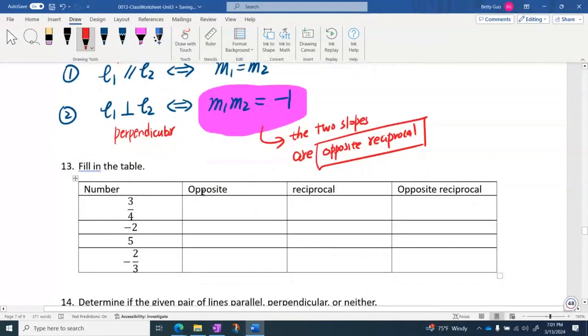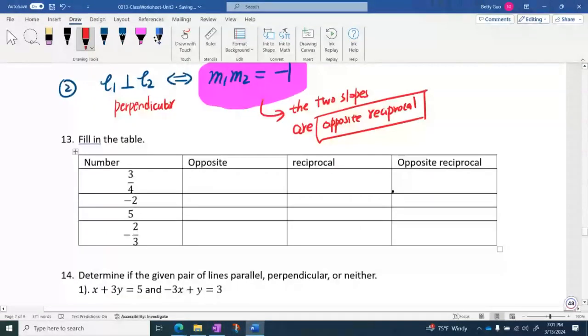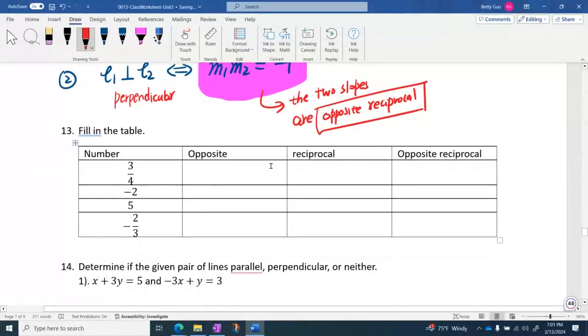We understand what is opposite, right? We understand what is reciprocal, right? And then what is the opposite reciprocal when we put them together? Let's practice number 13 and then we go back. Three concepts. The last one is a new one. The first two are not new.